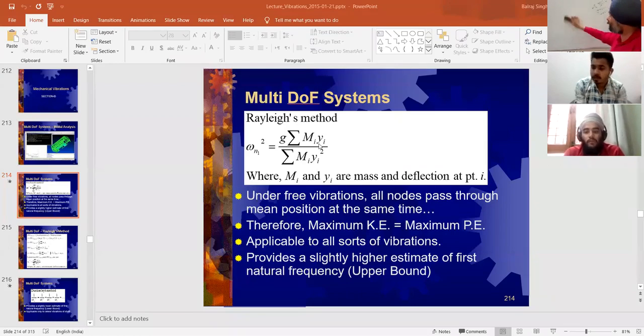We'll do a quick dimensional check on this relationship. On the left you have frequency square. Frequency square is nothing but the square of the reciprocal of the time period.